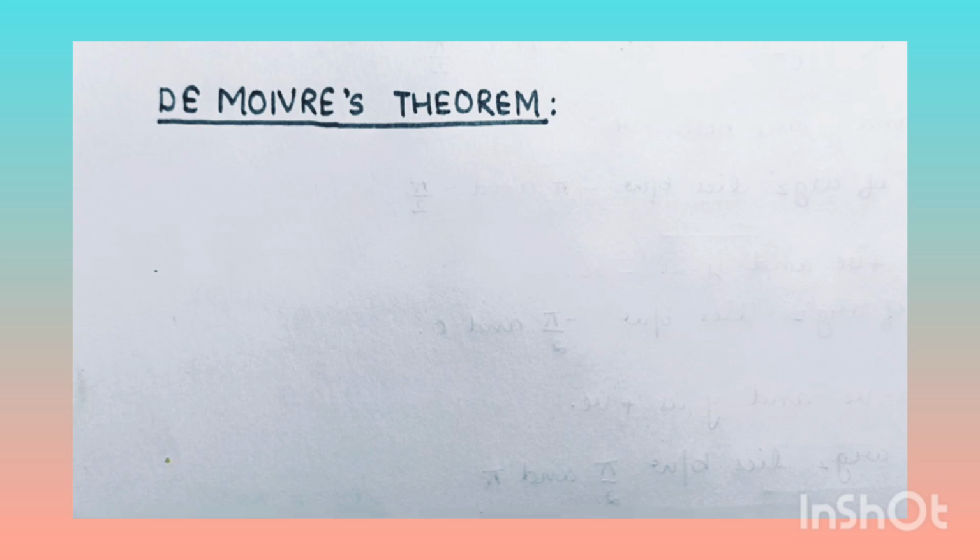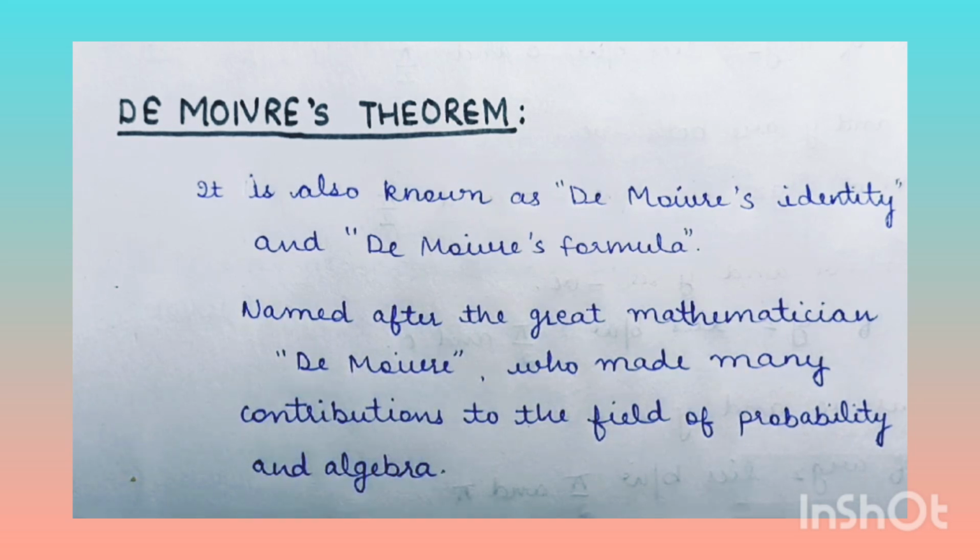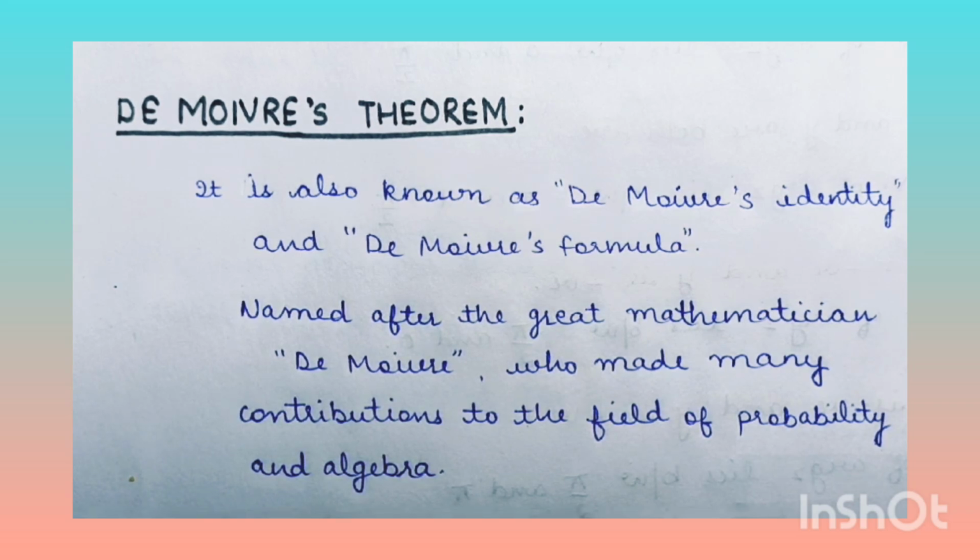De Moivre's theorem is also known as de Moivre's identity and de Moivre's formula. This theorem is named after the great mathematician de Moivre, who made many contributions to the field of mathematics, mainly in the areas of theory of probability and algebra.